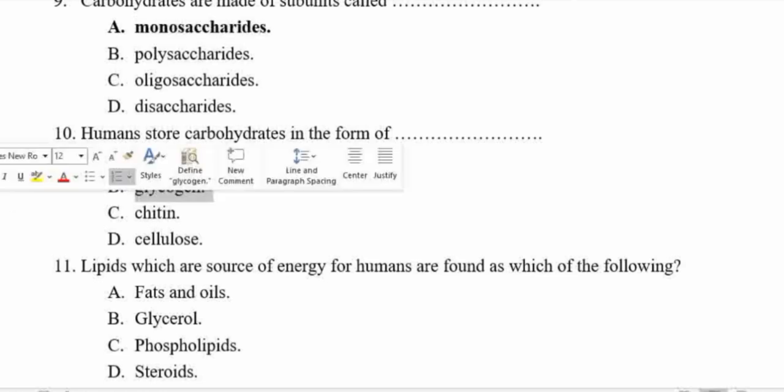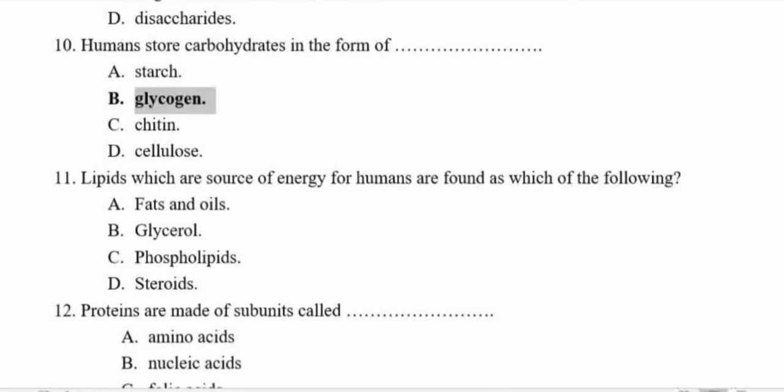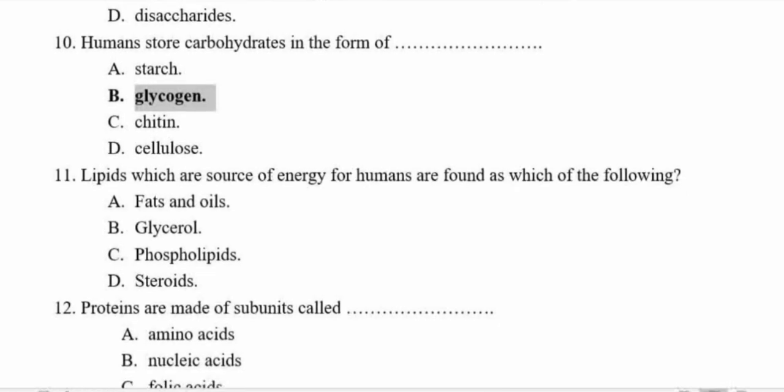So our best option should be B, glycogen. That one we normally refer to as animal starch, and human beings are part of animals. So humans store carbohydrates in the form of glycogen, option B. Now, what about question 11? Lipids, which are a source of energy for humans, are found as which of the following?